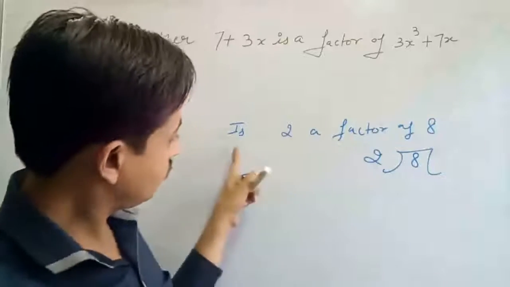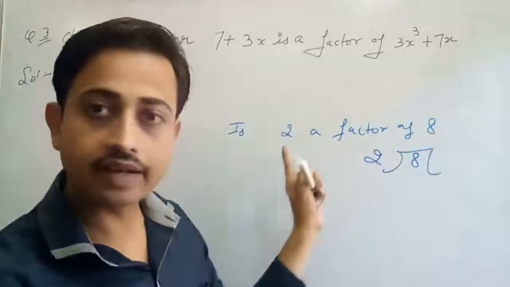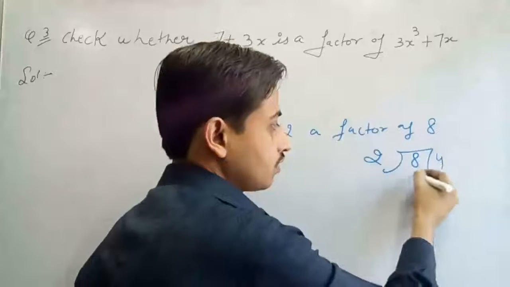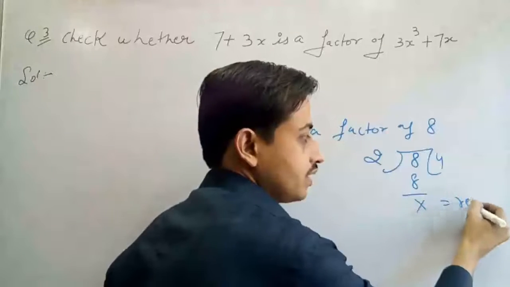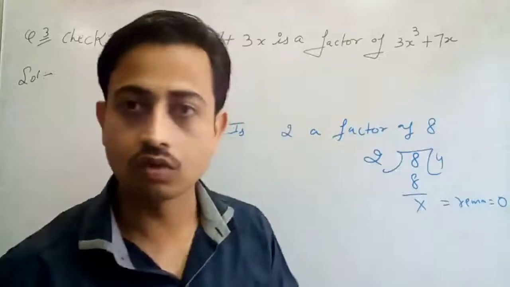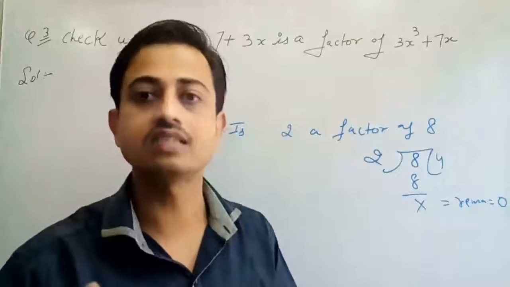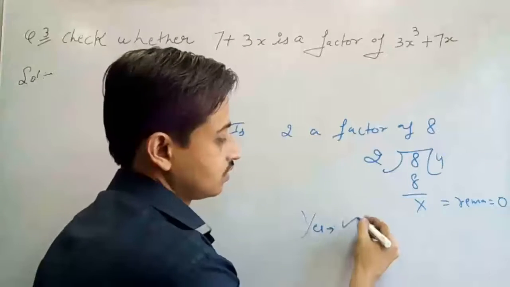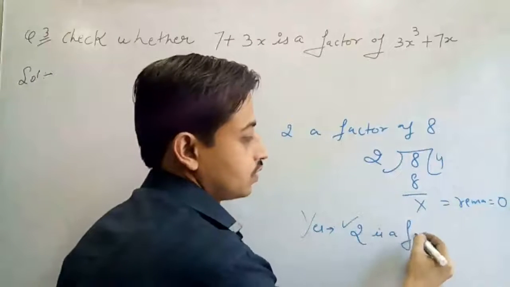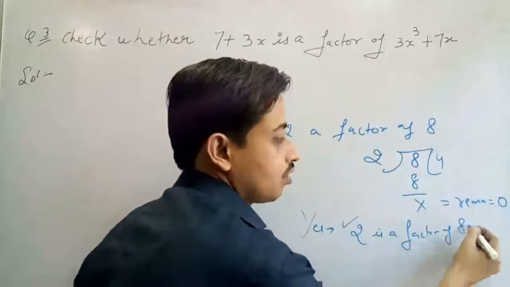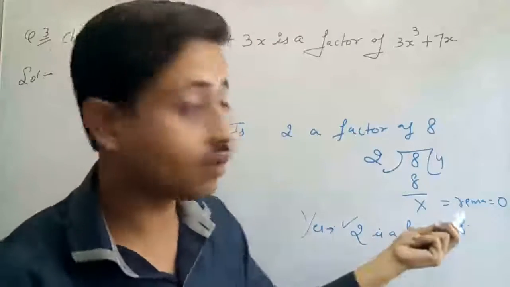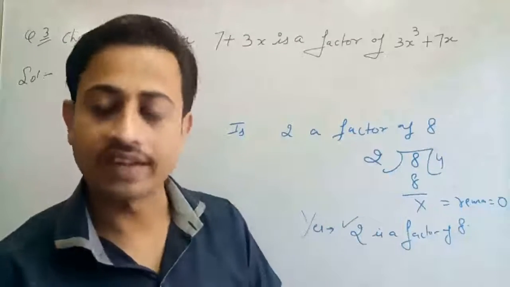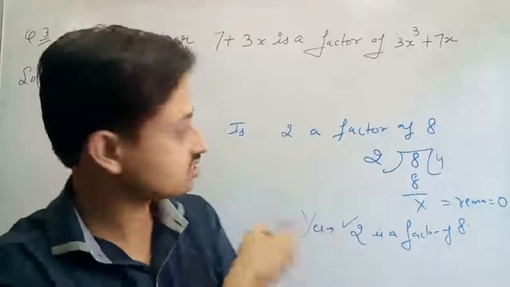Then what we have to do? We have to divide this 8 by this 2. So I am going to take divide by 2. 2 4s are 8. It means remainder is 0. If we get remainder 0, that means 2 is a factor. Answer is what? Yes. 2 is a factor of 8. But if we did not get a remainder 0, then you can say that that is not a factor of the given polynomial. So we have to do the same concept.